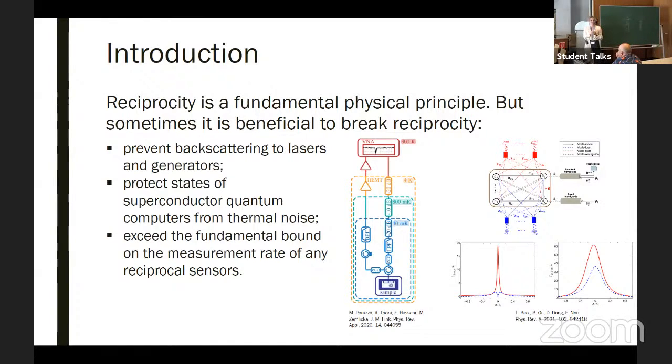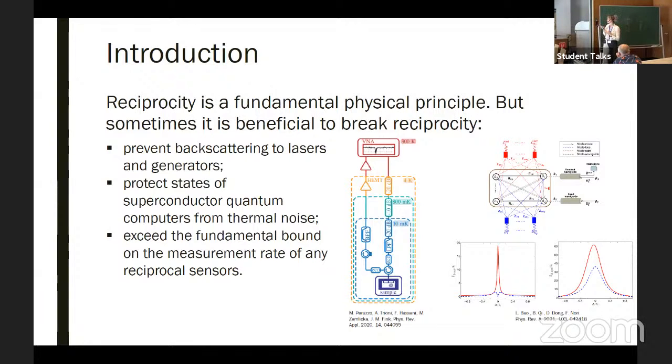But in several cases, it's really beneficial to break it and create several devices, for example, isolators to prevent backscattering to lasers, or, in our superconducting qubit setups, we're often using circulators, which help to protect our states of cavity and superconducting qubits from thermal noise. And it might also be interesting for some of you that non-reciprocal sensors might be much more efficient in detection than reciprocal ones.